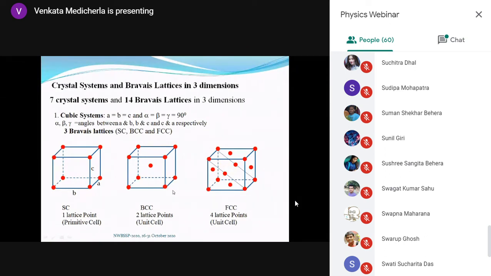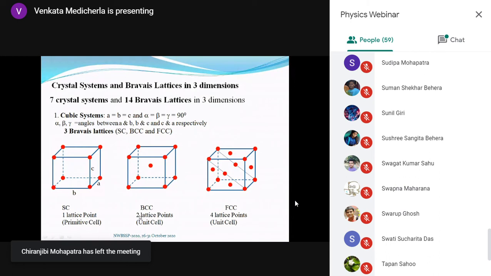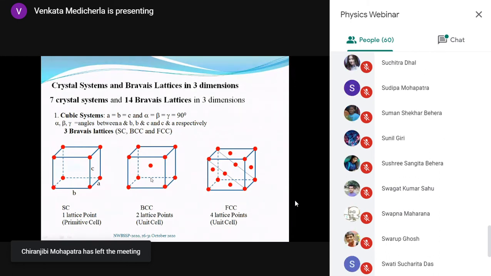Then when you come to BCC, you have one extra lattice point. And one more thing, never use the word atoms for this. As long as you are talking about lattices, you always say lattice point only. That lattice point may correspond to a group of atoms in reality, but we will not talk about that. We always talk about lattice points. So you have 1 lattice point at the body center of the BCC, and the effective number of lattice points is 2. So that's why this is a unit cell, it's not a primitive cell.